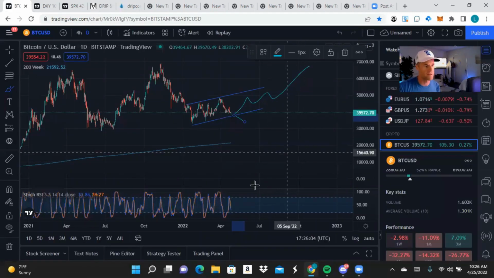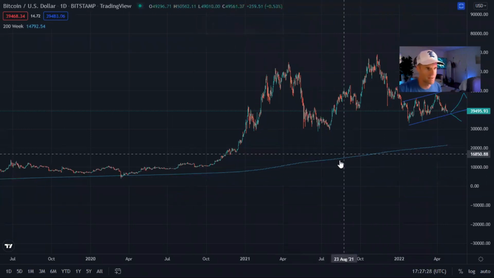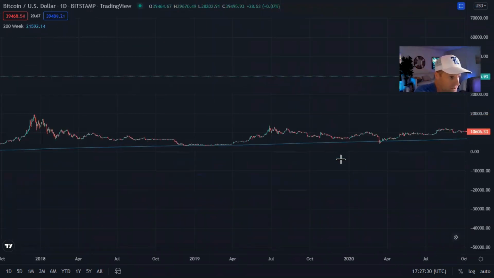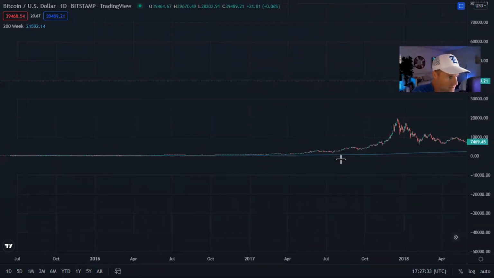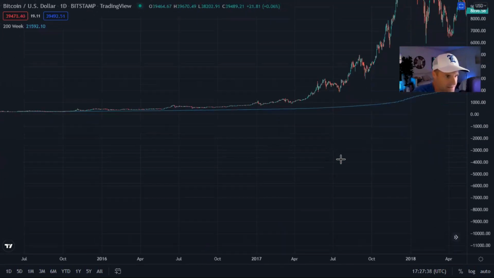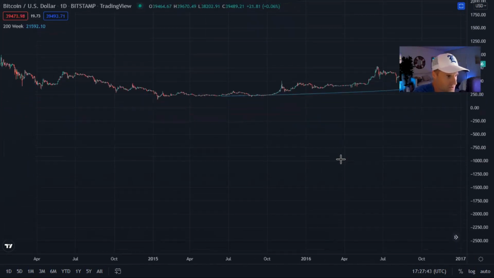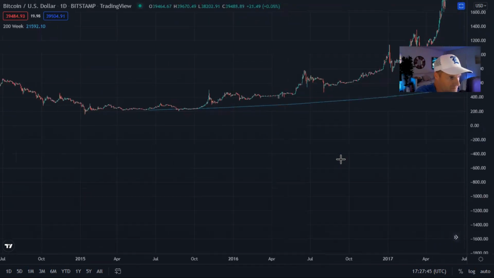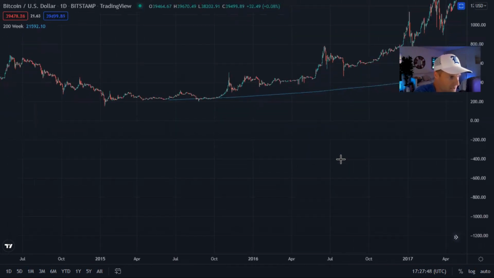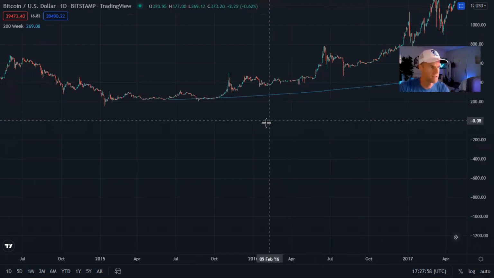Now, going back to Bitcoin, because I want to show you guys something. This is the 200 weekly moving average, this line. So let's go back to the beginning. We have to really widen this out here. This is going back to basically July 2015. Again, this is that 200 weekly moving average.